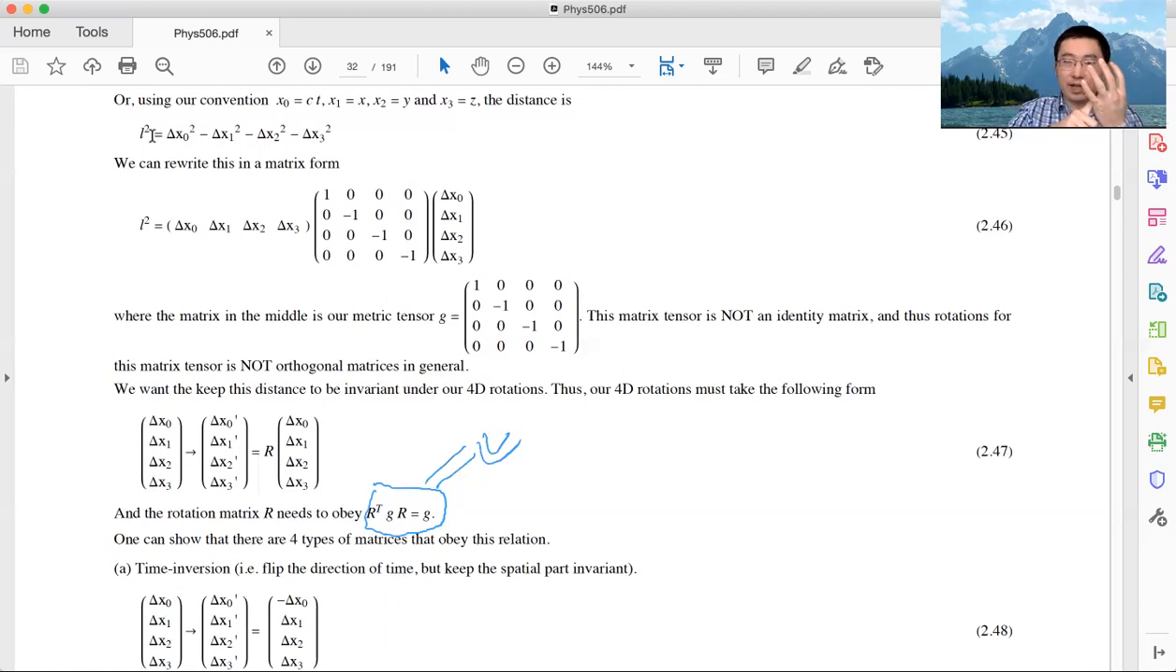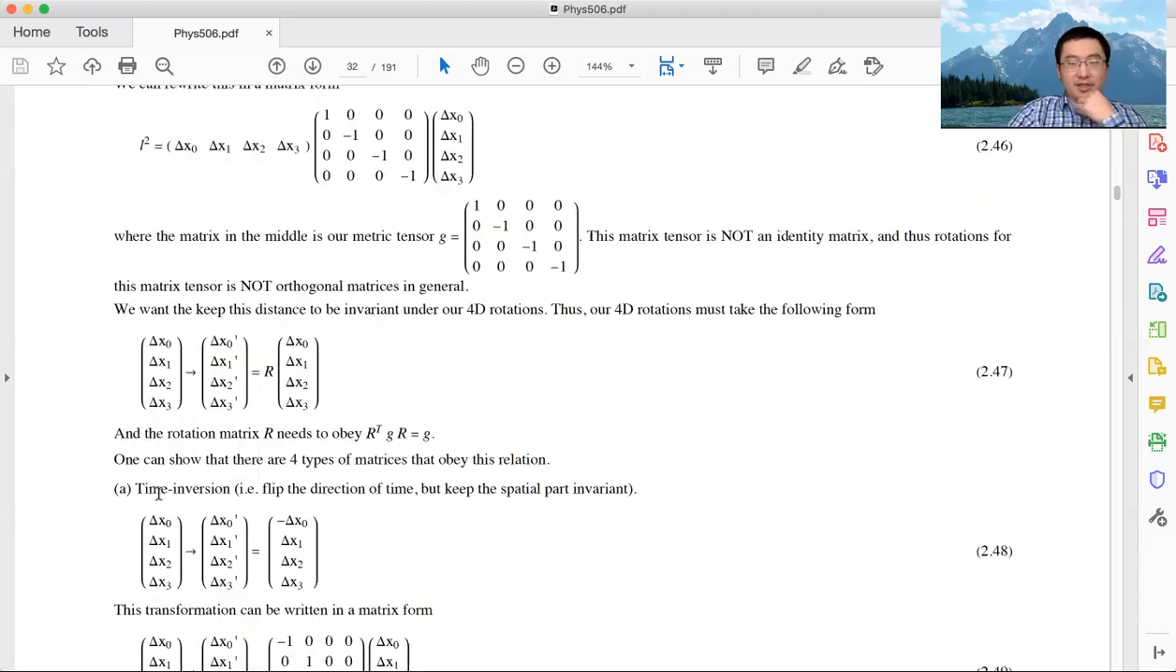So we have four types of transformation that maintain this distance. Then when we combine those transformations together, we'll still keep the distance invariant. But nevertheless, we can classify these transformations into four categories, and only four categories. Let me look at one of them at a time. The first one is the obvious one.